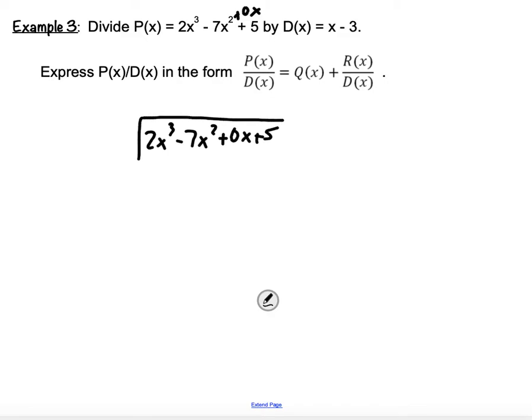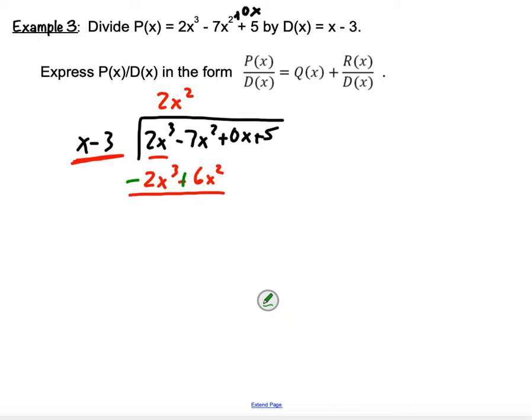What are we dividing that by? That's our divisor. That's x minus 3. So now you want to think x times what is 2x to the third. So x times what is 2x to the third? That would be a 2x squared. Go ahead and take that 2x squared and distribute it through the x minus 3. Change your signs and add them together.